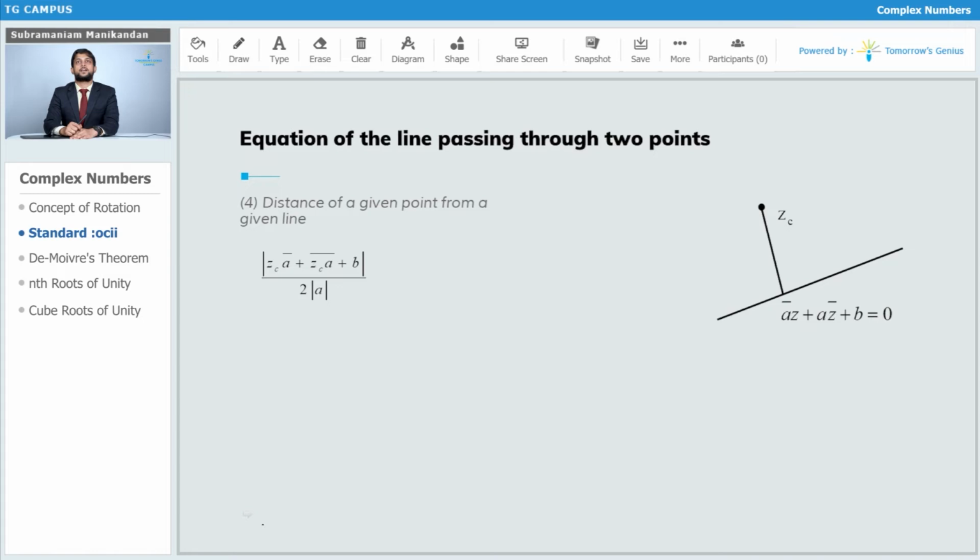Now, if we are given the equation of a line and the complex number corresponding to a certain point, what would be the shortest distance between that point and the line? It's given by, say, zc is the complex number from which we are trying to find the distance: (zc A bar plus zc bar A plus B) divided by 2 times the magnitude of A. This is the distance of that point from the given line.